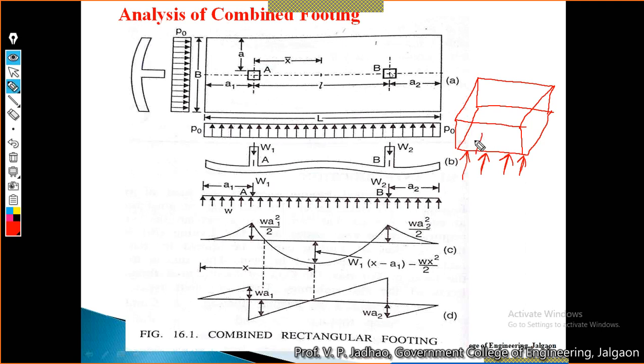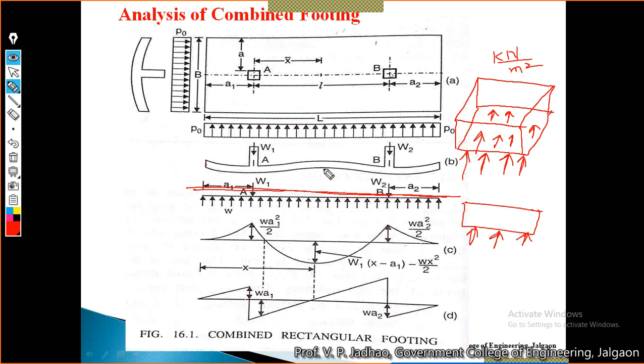Throughout the bottom face there will be some uniform distributed pressure. If we see in elevation, the pressure will be like this. This pressure is in kilonewton per meter square. Now we are considering this particular footing in the longitudinal direction, along the length of footing.